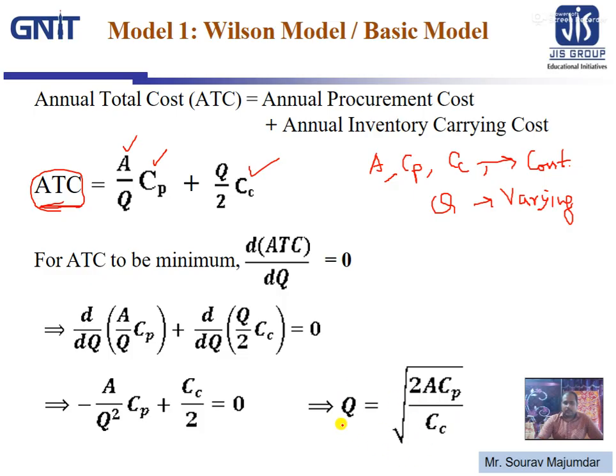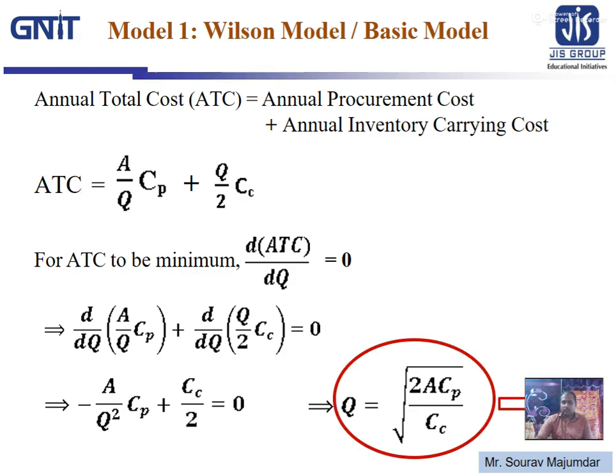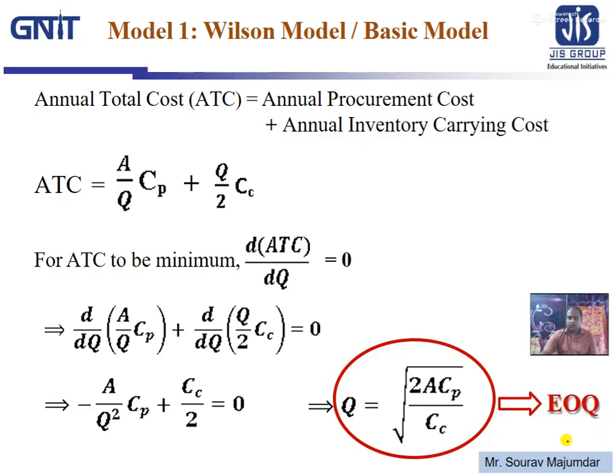Okay, this is the value of Q at which we get the minimum total cost, and this value is known as EOQ, that is economic order quantity, root over 2A Cp by Cc. Okay, and whenever you place this value of Q here, you will get the minimum total inventory cost, that is ATC.